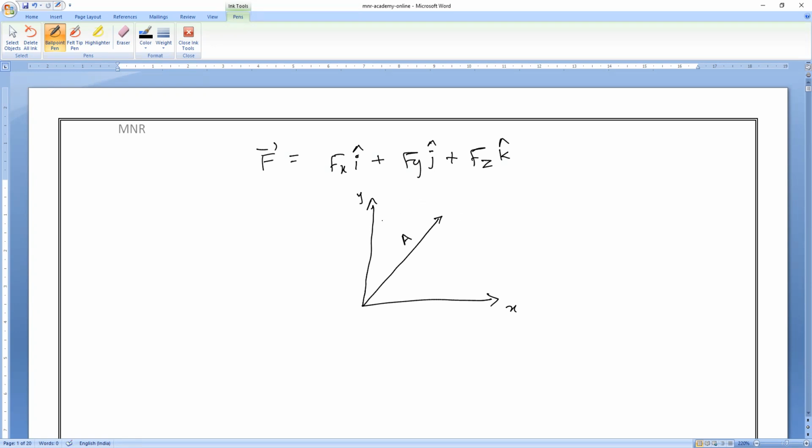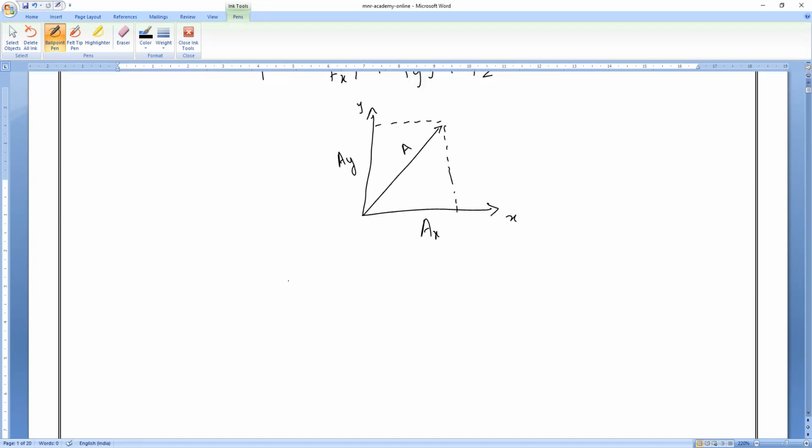Let me take vector A. So now if you have taken here, what is the x-axis? This is Ax, and this is Ay. So vector A is equal to the addition of two things: Ax plus Ay. If you want to find the direction also, we already studied that Ax is a magnitude, and the direction is the x direction. So Ax i cap plus Ay j cap.